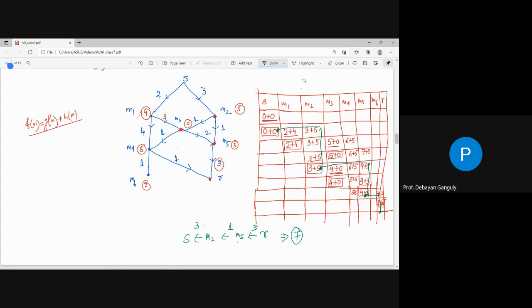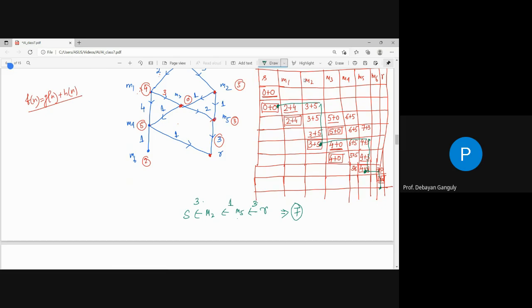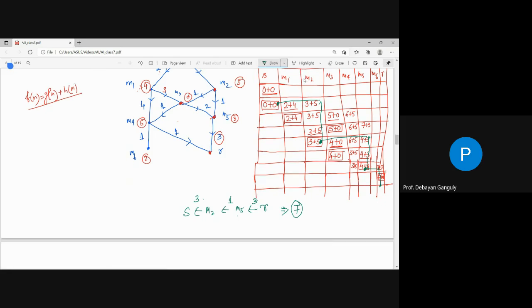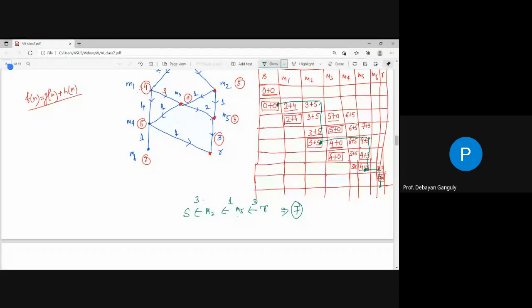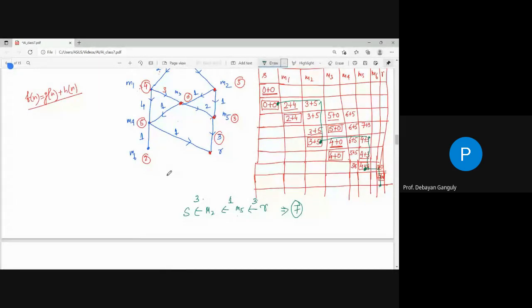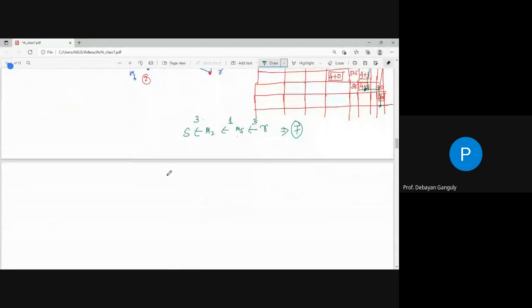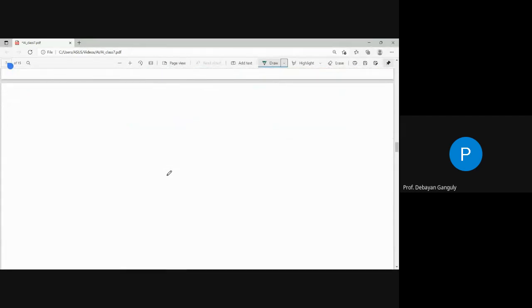I think you understood that particular thing. I think it will be better if you go through the video once again, you will understand the thing clearly. So that is the process. If we follow that process, I will get that particular result. So if you write the algorithm here, it is simply like our A star algorithm.